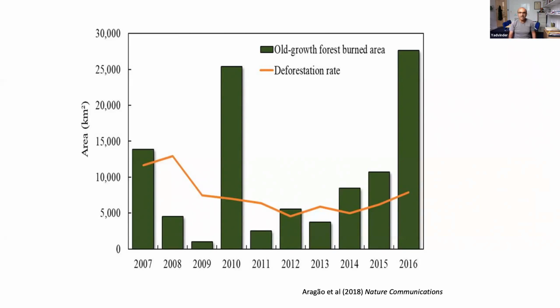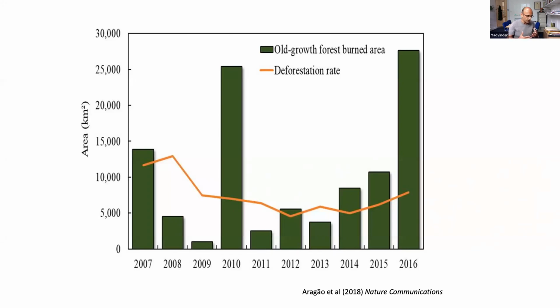So there's this interaction between climate extreme events, which are likely to become more common and more intense under climate change scenarios, and the fragmentation and the spread of ignition points in the forest landscape that have led to this surge of fire incidents.